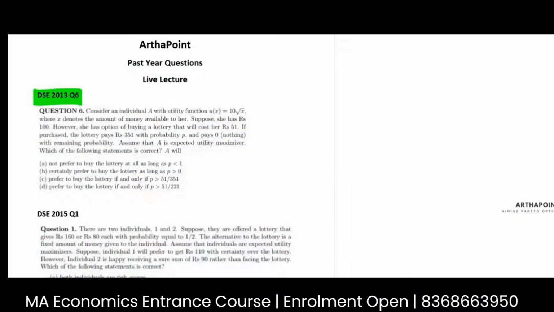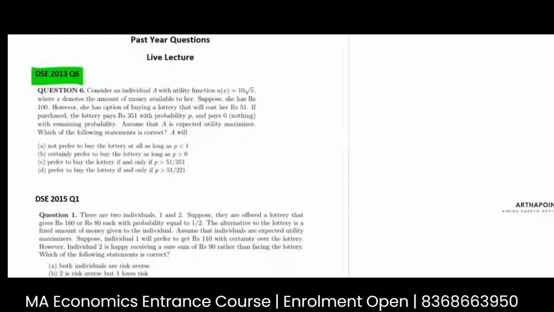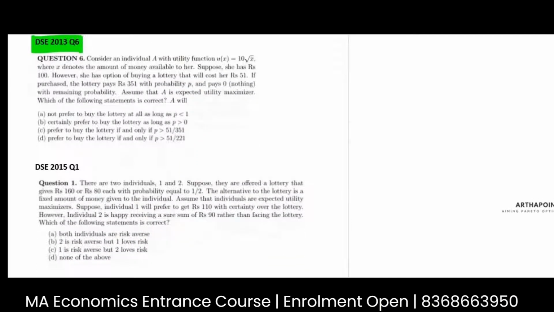So this is based on very basic problems of uncertainty. Let's see the question. Consider an individual A with the utility function u equal to 10 root x, where x denotes the amount of money available to her. Suppose she has 100. So this is the wealth of the individual, which is represented by x.